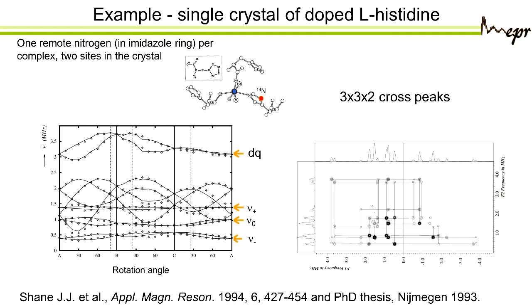Now let's see what happens in the HYSCORE. But before we do that, here is an example of a single crystal. This is a copper coordinated to histidine. Histidine has the imidazole, and the imidazole has two nitrogens, one that is directly coupled and one that is remote. The remote one is further away, and this is indicated by this little red dot. It turns out that the coupling to this particular nitrogen is within the cancellation condition.